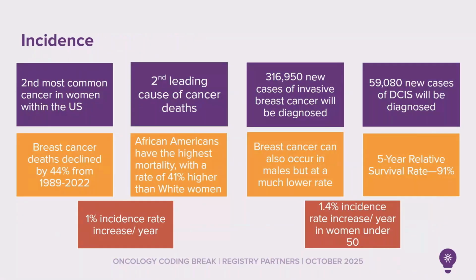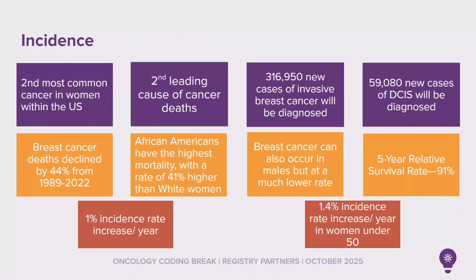Here are some incidence rates of breast cancer from the American Cancer Society and NCI. Breast cancer is the second most common cancer in women within the US, second only to skin cancer. It's also the second leading cause of cancer deaths. Breast cancer deaths have declined by 44% since 1989, and this is through 2022. However, African Americans have the highest mortality rate from breast cancer, with a rate that's 41% higher than white women. This is thought to be due to a higher incidence of triple-negative breast cancer.